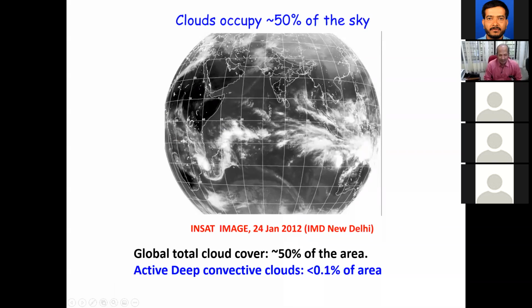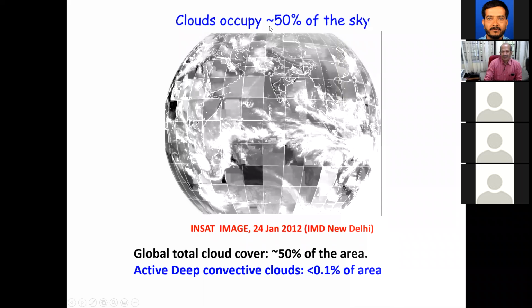Now, what is shown here is an INSAT picture taken on 24th January 2012. Of course, in January you don't see clouds much in the northern hemisphere, most of them are in the southern. But the brightest ones you see here are the coldest or the tallest clouds, the cumulonimbus clouds. The regions where you see dark are completely cloud free. The areas in between are either shallow clouds or mid-level clouds. When you add up all the area occupied by the clouds, they occupy about 50% of the sky at any given instant. Because of this, as I said, they play a major role in Earth's radiation balance.